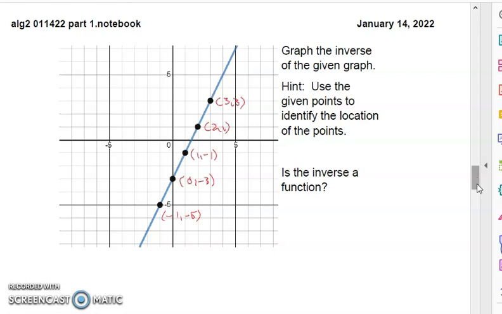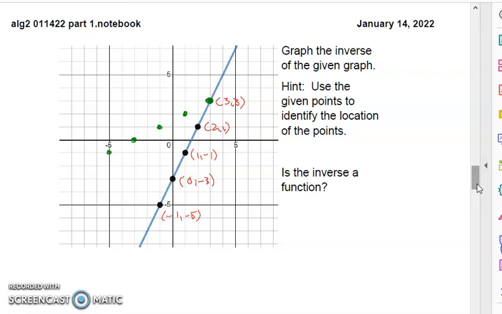All right, so if I was going to graph the given points, I'm working with the inverse function, so 3, 3 would still say 3, 3. 2, 1 would become 1, 2. 1, -1 would become -1, 1. 0, -3 would become -3, 0. And -1, -5 would become -5, -1.